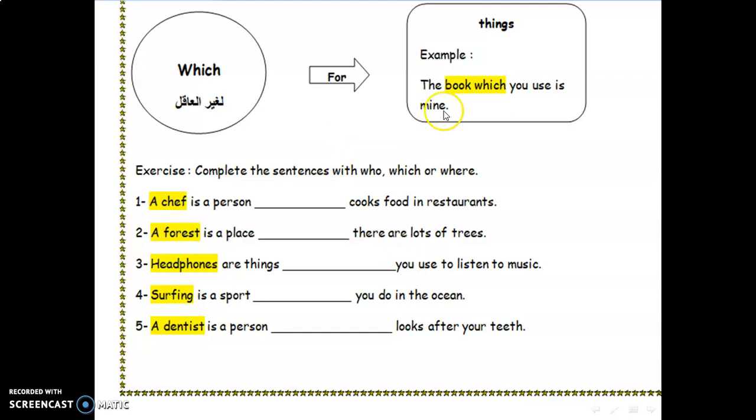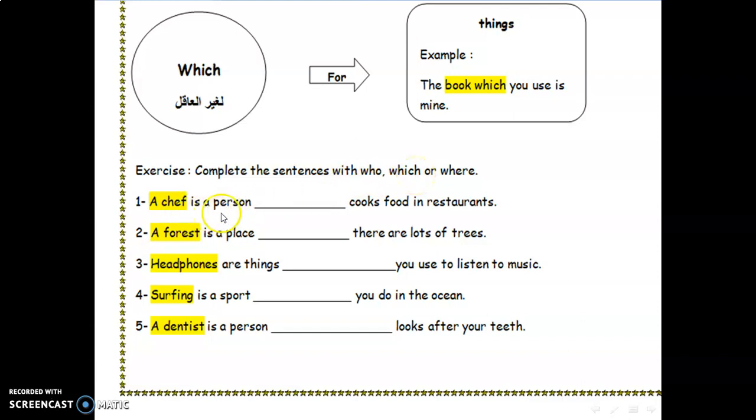And which we use for things. The book which you use is mine. Look at book. This is something, okay? Now we have here some sentences. This is an exercise in your booklet. Complete the sentences with who, which, or where.